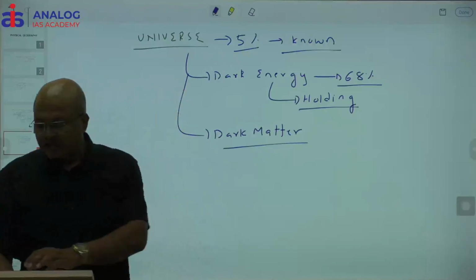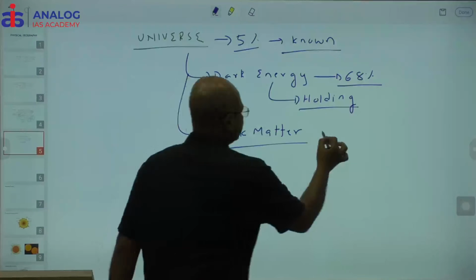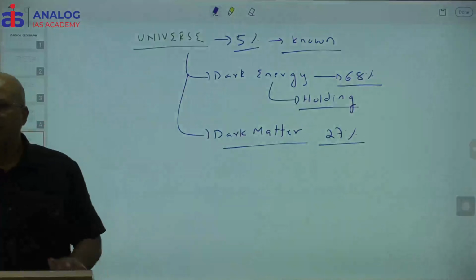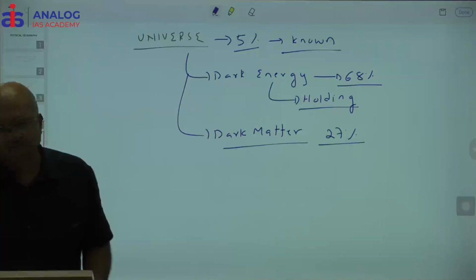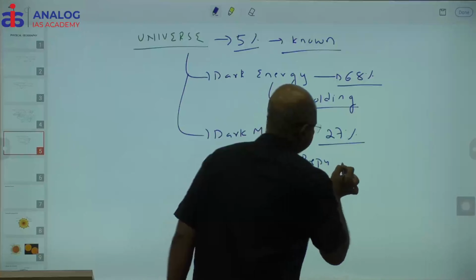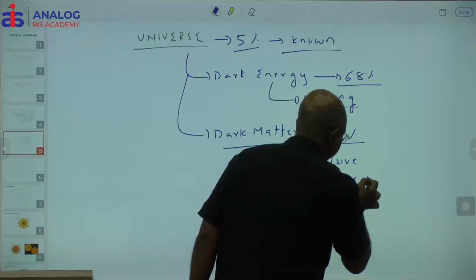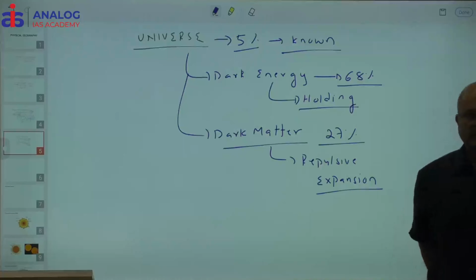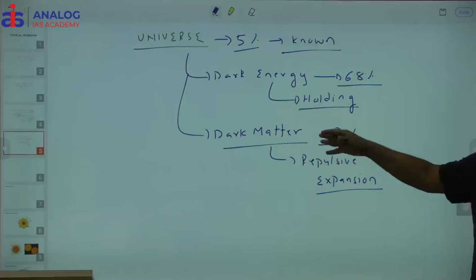dark matter. So this dark matter makes around the remaining 27% of the universe. And what is the role of dark matter? Repulsive, and expansion of the universe. That clear? Only 5% is known, because these are all new. They may ask about dark energy.